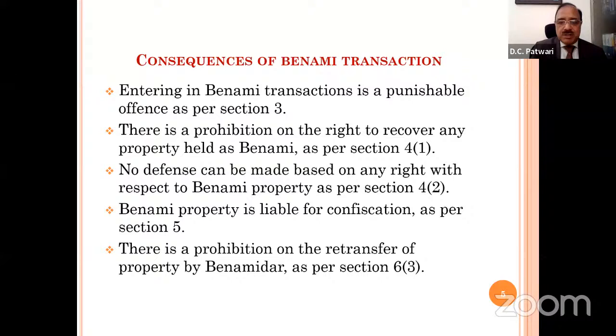Then no defense can be made based on any right with respect to Benami property, and Benami property is liable for confiscation. This is a very, very important provision. Whatever property is held to be Benami will be confiscated by the government without paying anything in return. No value will be paid against that. It will be free confiscation. Then there is a prohibition on the retransfer of property by the Benamidar as per Section 6(3). The Benamidar cannot retransfer the property if it is held to be Benami. So these are the consequences of Benami transactions.